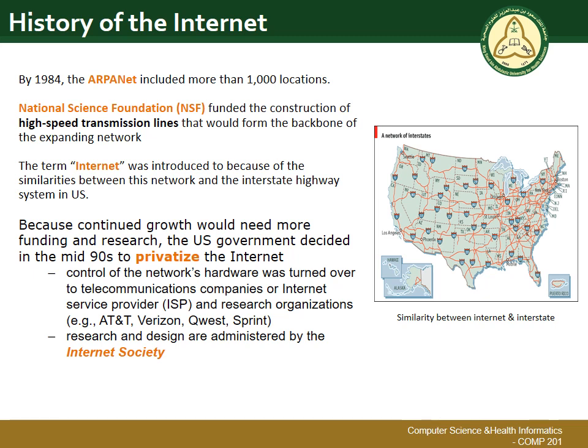Because continued growth would need more funding and research, the United States government decided in the mid 90s to privatize the internet. What does that mean? Control of the network's hardware was turned over to telecommunications companies, or internet service providers (ISPs), and research organizations. For example, AT&T, Verizon, Qwest, Sprint.